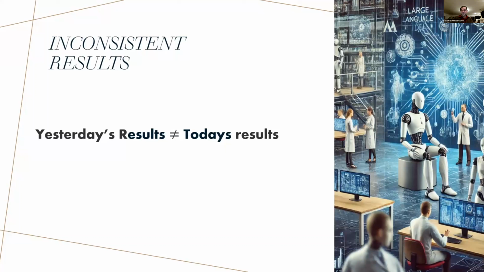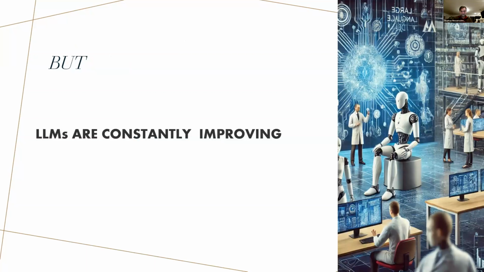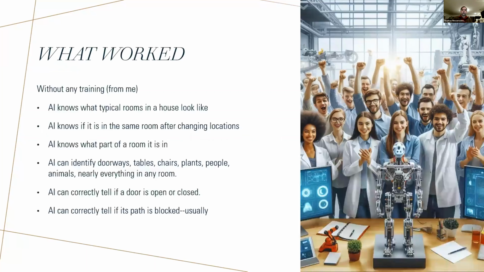Another problem I had is inconsistent results. Yesterday's results are not today's results. Sometimes I don't get the same results I got yesterday. But LLMs, large language model artificial intelligence systems, are continuously improving. What didn't work a week ago is working today. What didn't work a month ago is working this week. So what worked? Well, without any training from me, these things had a lot of training, but I had nothing to do with it.